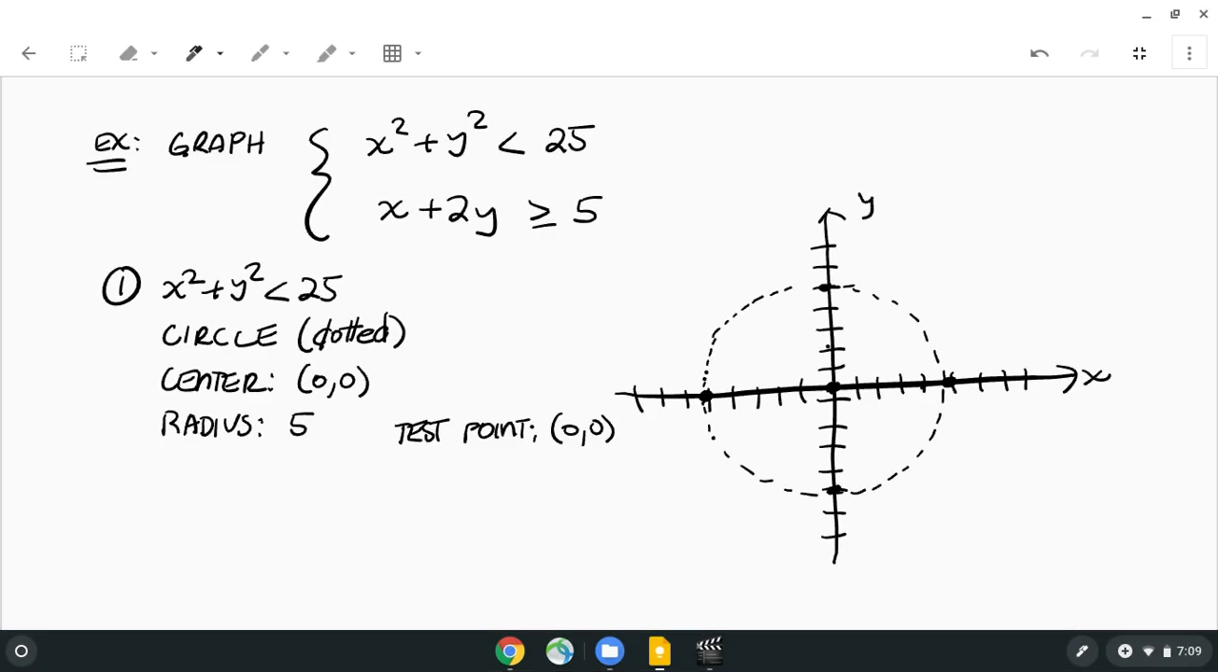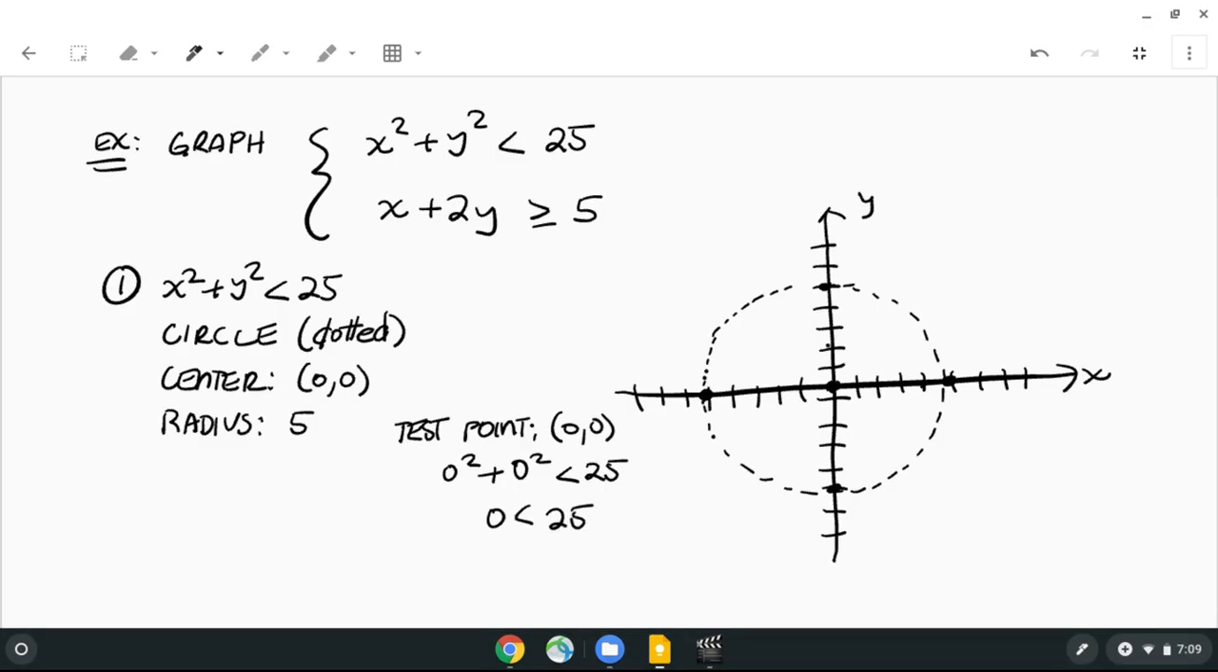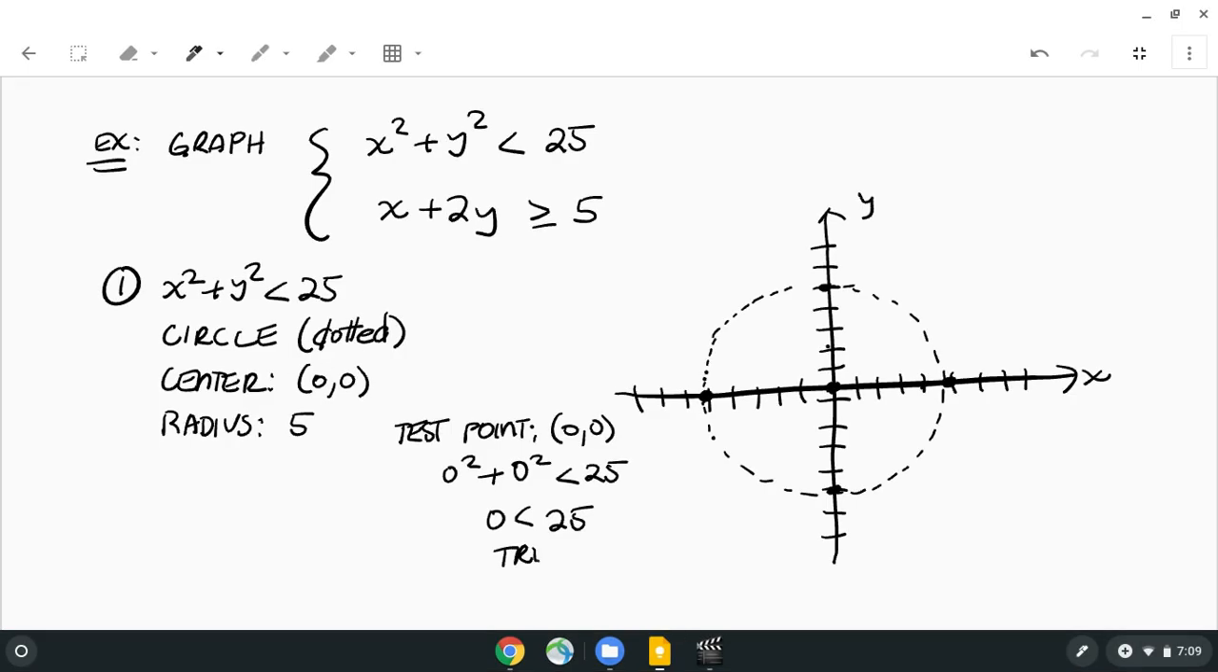So I'm going to plug that into the inequality, x squared plus y squared less than 25. So 0 squared plus 0 squared less than 25. And I'm going to check to see if I get a true statement or a false statement. So I get 0 is less than 25. Clearly that's true. So that is a true statement. 0, 0 is on the inside of the circle, not the outside of the circle. Those are our two sides.